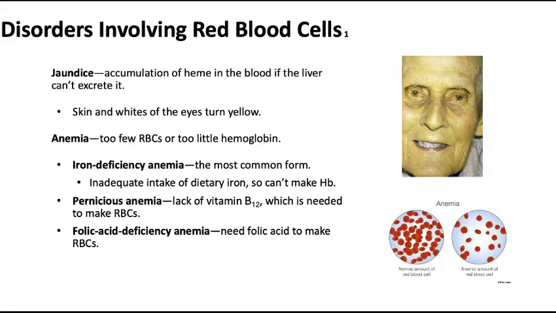Some other disorders with red blood cells are jaundice, where we get an accumulation of heme in the blood if our liver can't excrete it properly. So we start to see the skin and the whites of our eyes turn yellow.